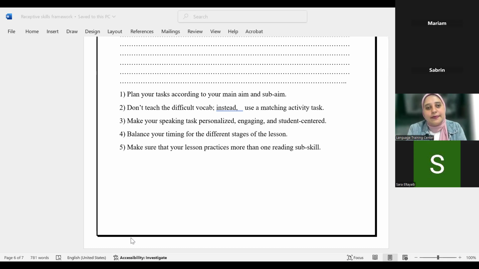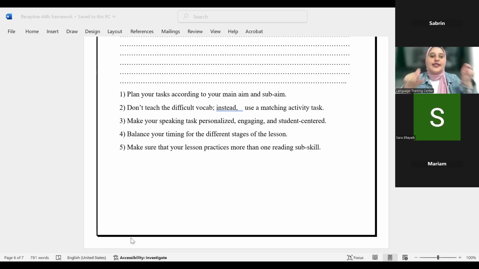Hello, Mariam. Yes, I have a question for number 2. Is there another activity that I can give to students instead of matching for teaching the difficult words? Maybe fill in the gaps. They have the words in the box and they fill in the gaps. Okay. Any questions, my friends?